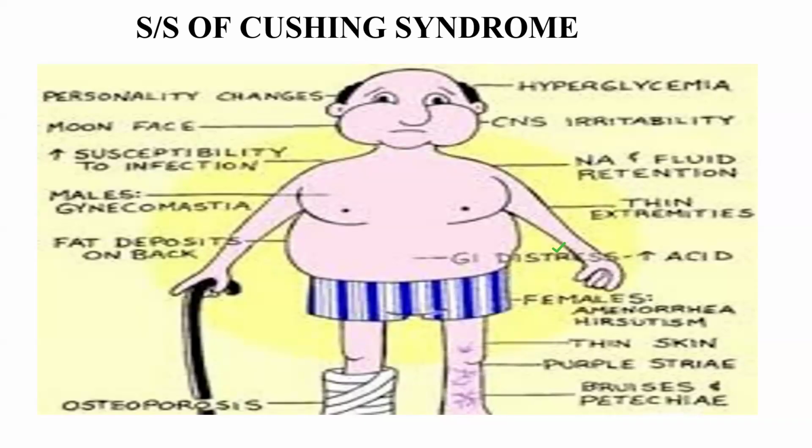For males, we have gynecomastia, that is, they have breasts. Their mammary gland is enlarged like that of a female. There's always fat deposition on the back. You see them having their backside being fatty, and even their abdominal region.